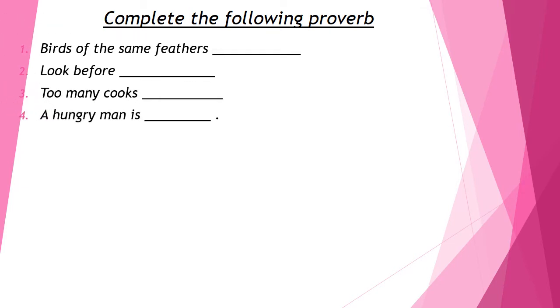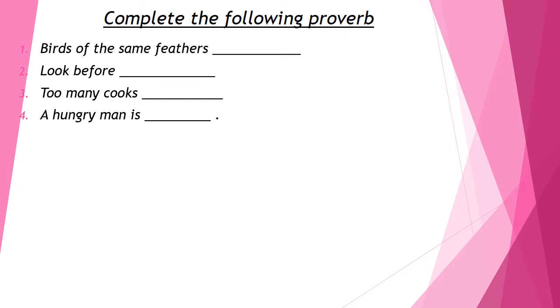A hungry man is an angry man. What does it mean? Commonly people quarrel, they fight, they engage themselves in unnecessary argument. When people always argue unnecessarily, there must be something which is making them argue that much.